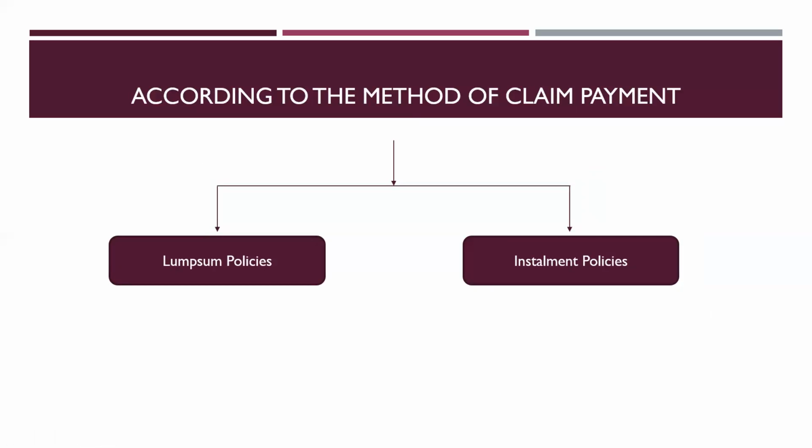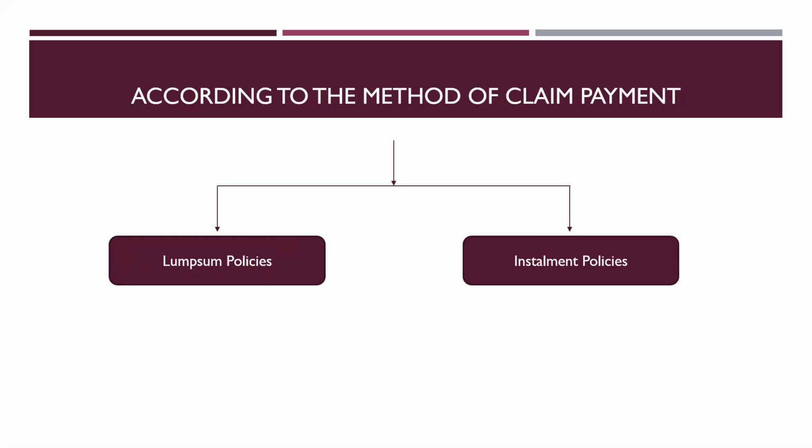Now, according to the method of claim payment, there are lump sum policies and installment policies. Suppose there was a loss suffered by the insured, he passes away, he dies, his nominee can get the whole amount insured as a lump sum amount. We can get the total amount as one payment on the happening of the event. That is lump sum policy. In installment policy, it provides the insured a regular income until death starting from the desired age.